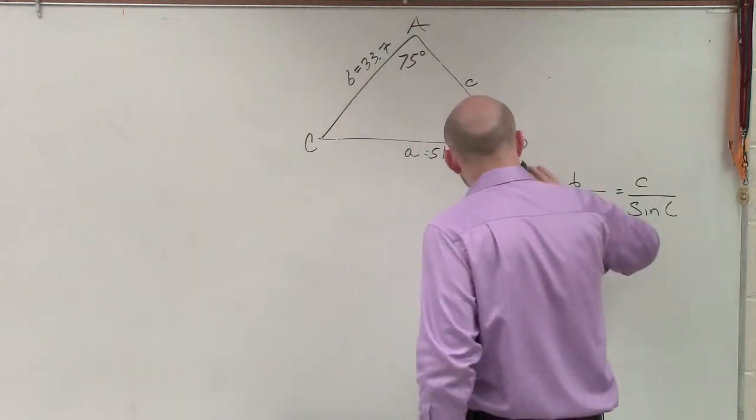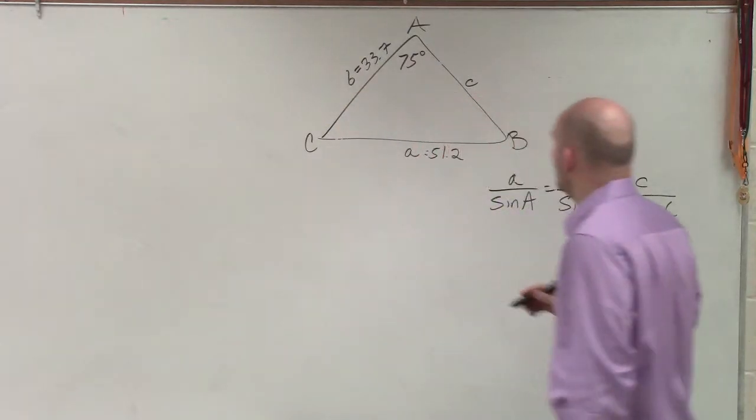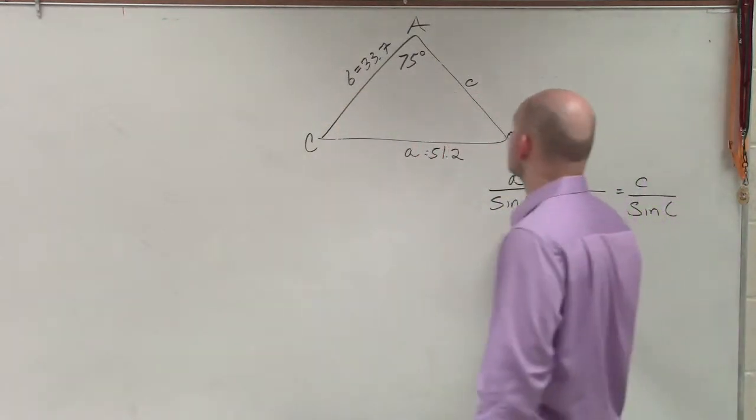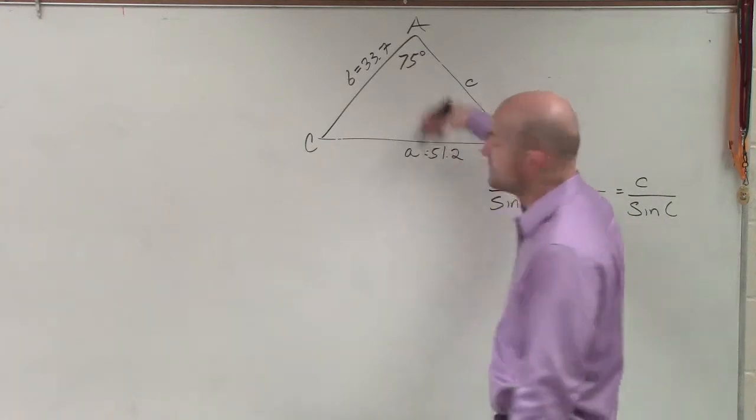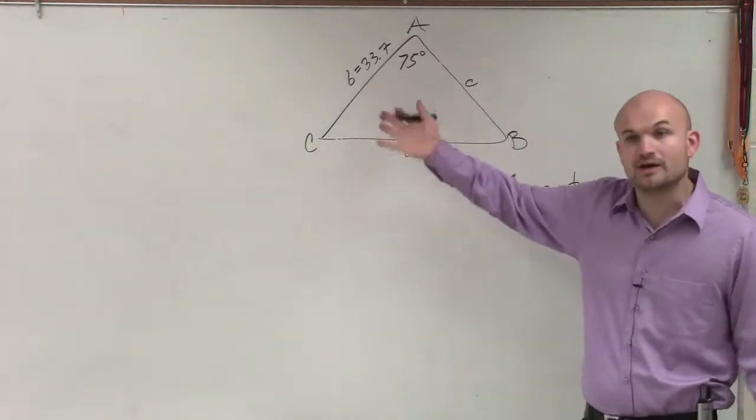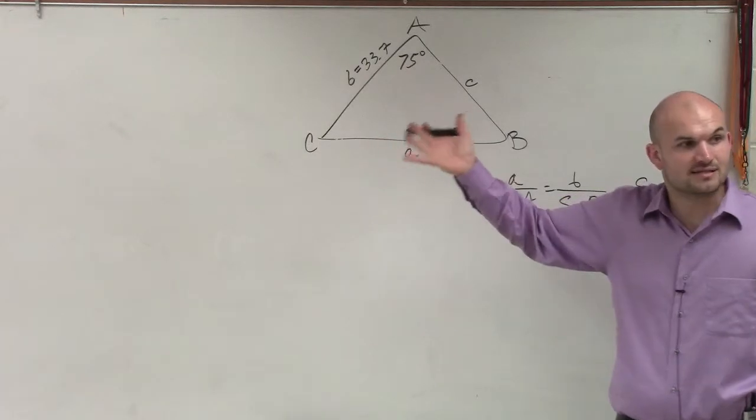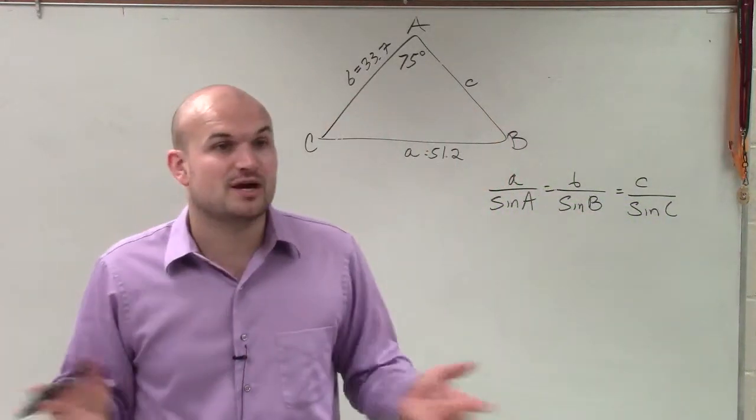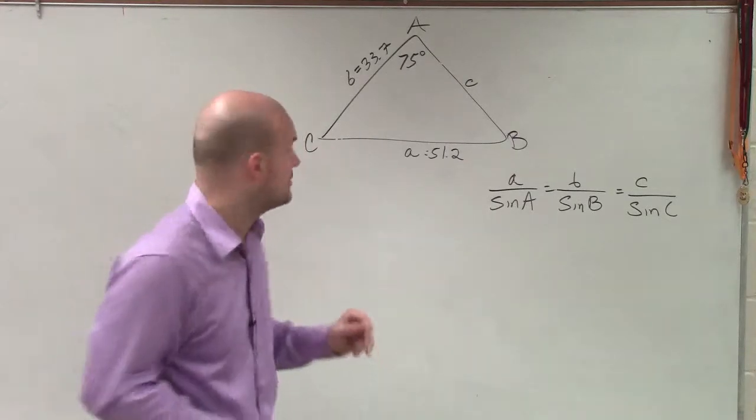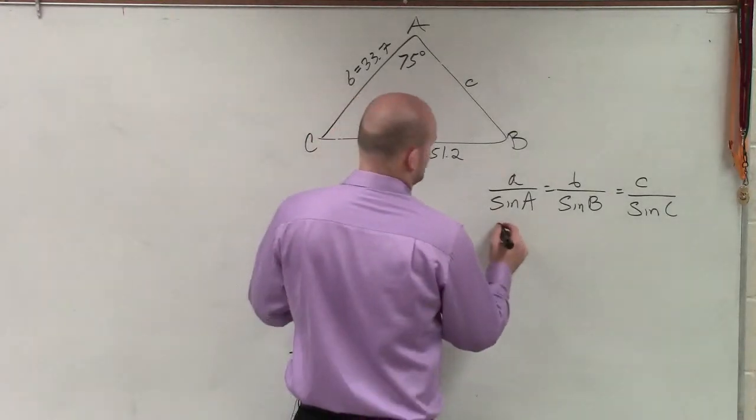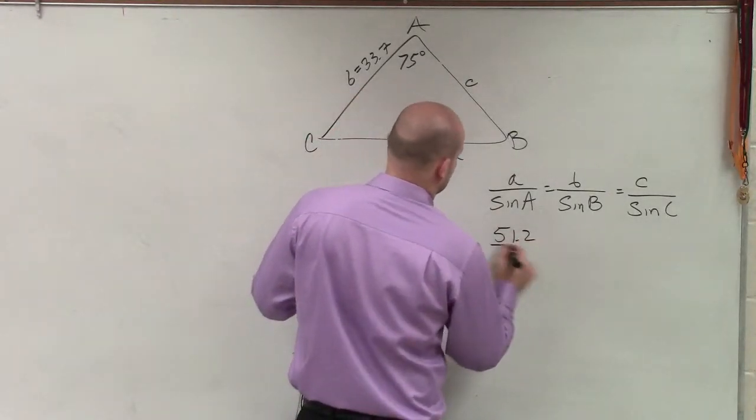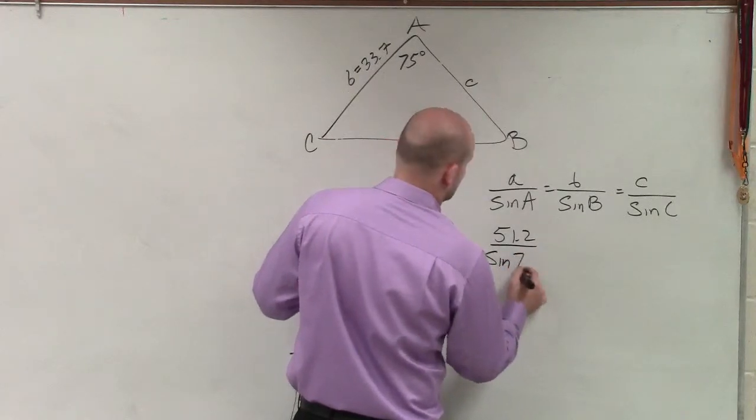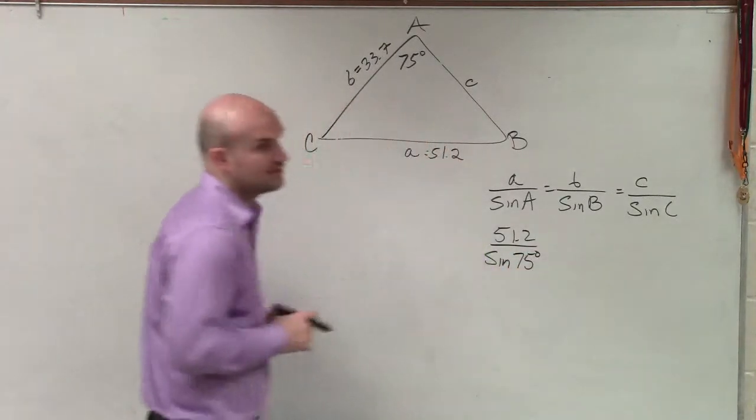So what I can do is I can set up a relationship, obviously, to go through with this. So I can have A. So A would be 51.2. So since we have one ratio, I know I can apply the law of sines, right? That's the most important thing I need. If I can apply the law of sines, I need to make sure I have at least one ratio. So this would be A, which is 51.2 over the sine of 75 degrees.